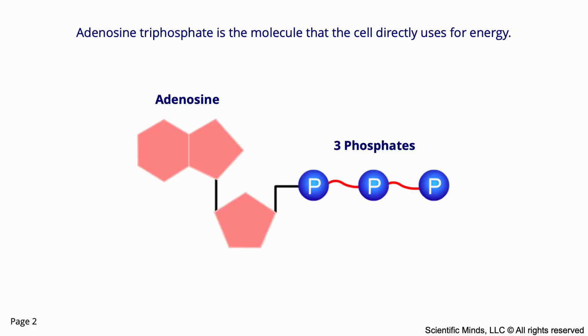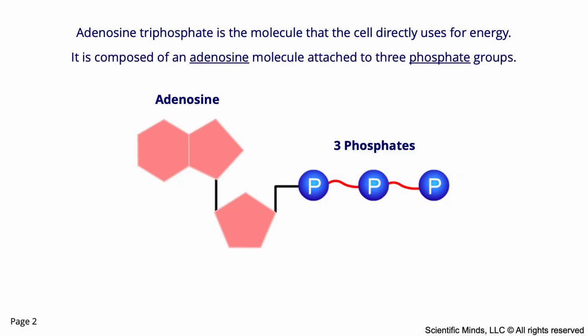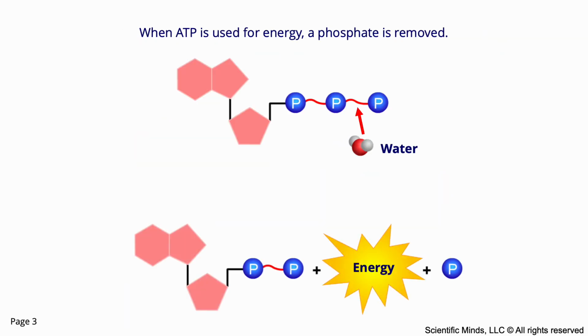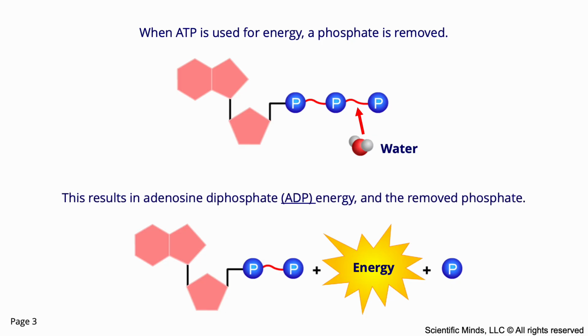Adenosine triphosphate is the molecule that the cell directly uses for energy. It is composed of an adenosine molecule attached to 3 phosphate groups. The energy utilized from ATP comes from the chemical bond between the second and third phosphates. When ATP is used for energy, a phosphate is removed. This results in adenosine diphosphate, or ADP, energy and the removed phosphate.